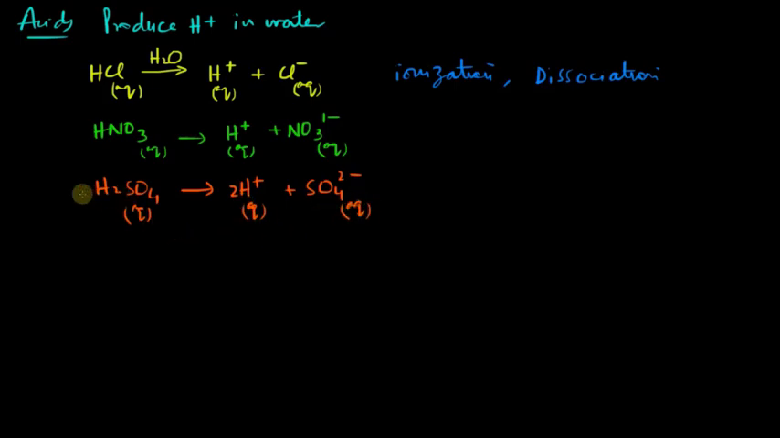So in total, if one molecule of sulfuric acid is added to water, it will produce 3 ions, 2 H plus ions and 1 sulfate ion. So this is something about the ionization or dissociation of acids.